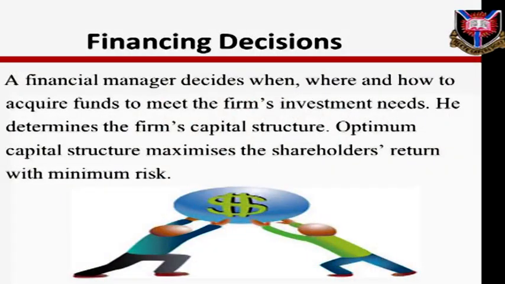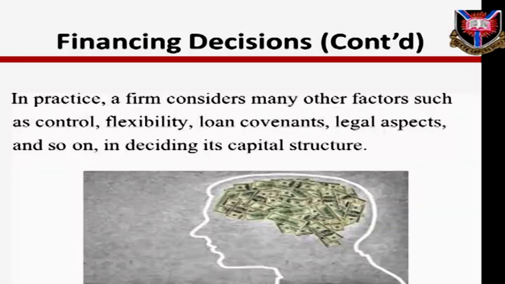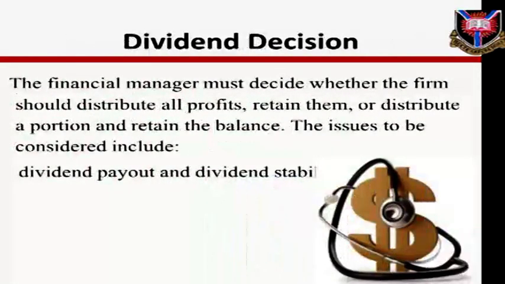Financing decisions. A financial manager decides when, where, and how to acquire funds to meet the firm's investment needs. It determines the firm's capital structure. Optimum capital structure maximizes the shareholders' return with minimum risk. In practice, a firm considers many other factors such as control, flexibility, loan covenants, legal aspects, and so on in deciding its capital structure.